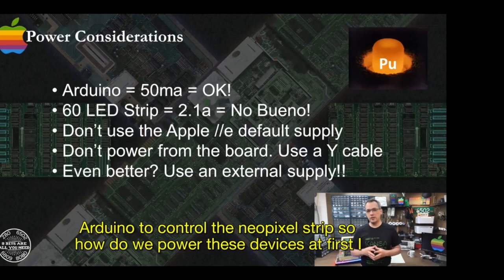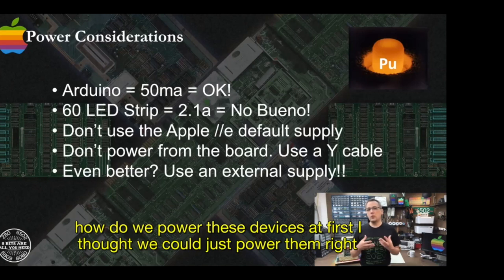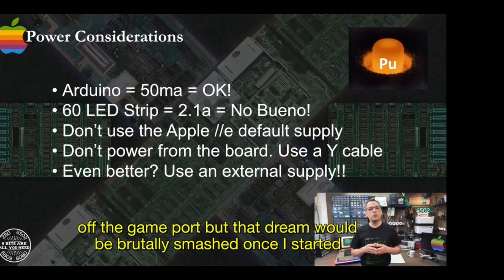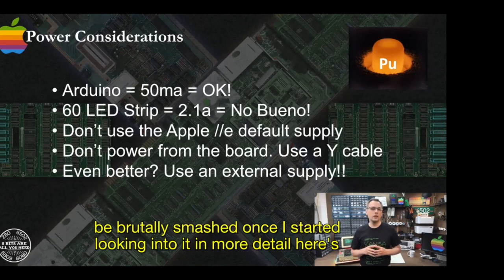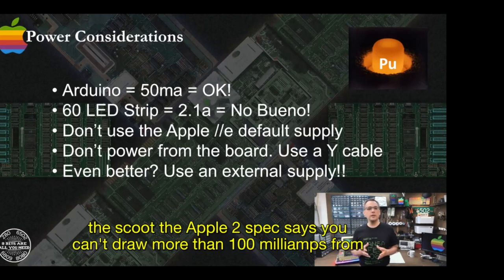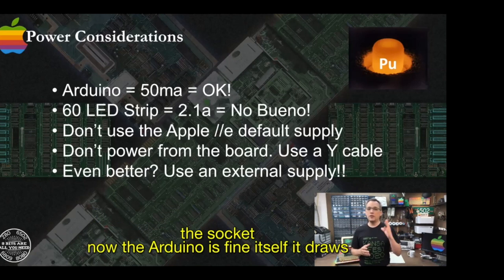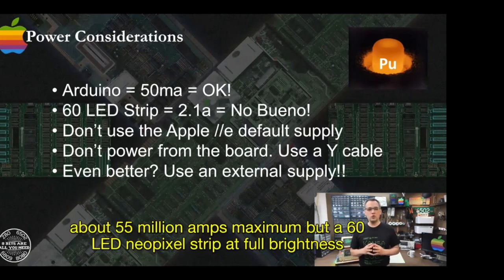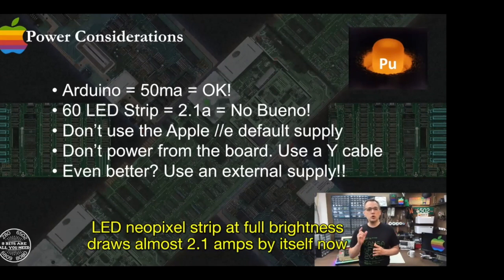So, how do we power these devices? At first, I thought we could just power them right off the Gameport. But that dream would be brutally smashed once I started looking into it in more detail. Here's the scoop. The Apple II spec says you can't draw more than 100 milliamps from the socket. Now, the Arduino is fine itself. It draws about 55 milliamps maximum. But a 60 LED NeoPixel strip at full brightness draws almost 2.1 amps by itself.